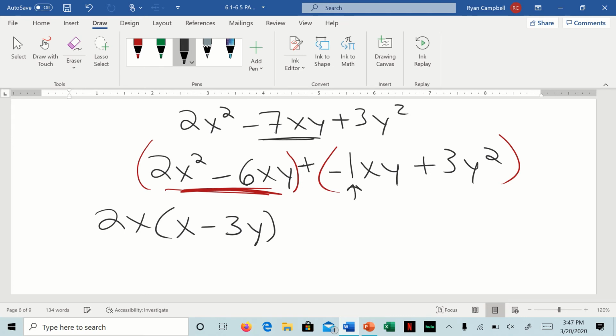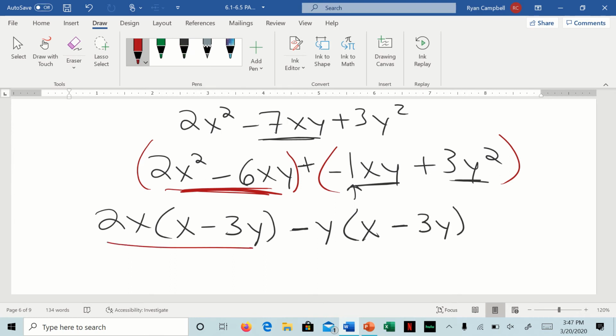Here's a negative, not great, so let's take out that negative. And we can also see in common with both of these is going to be that y. So negative y. And what are we left with? What times negative y is negative xy? So just x. What times negative y is positive 3y squared? Well, it has to be a negative, right? So negative 3y. That's great because that's what we have in the other term, right? So we know we've done it right.